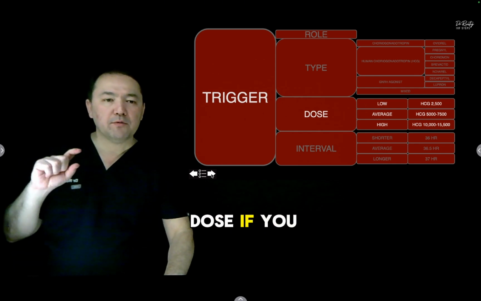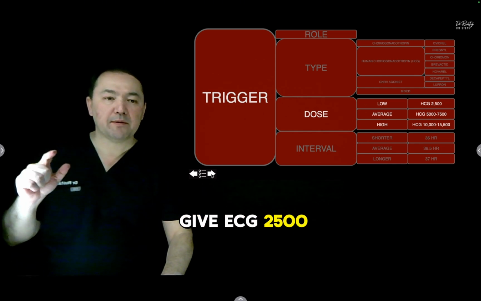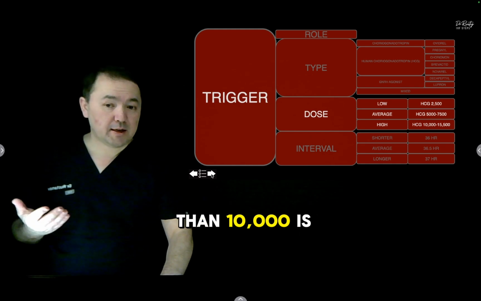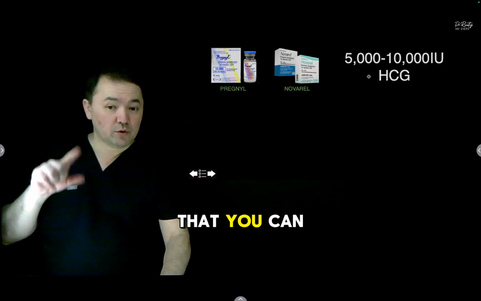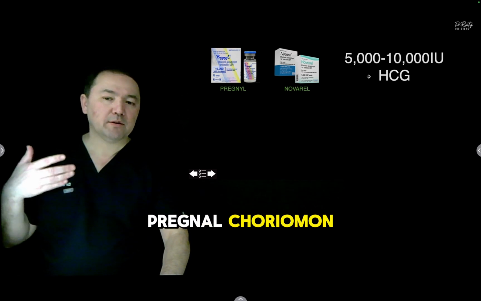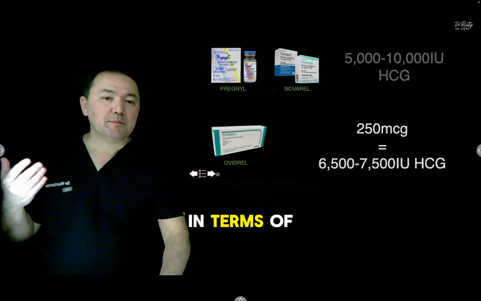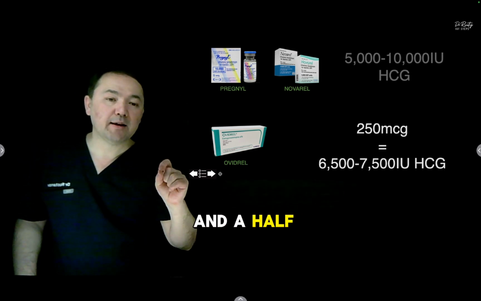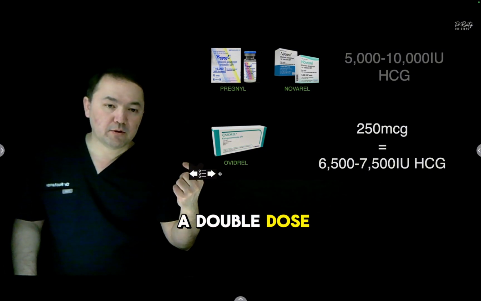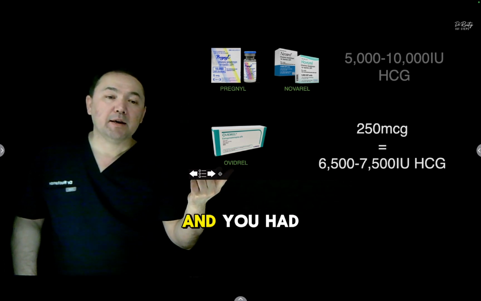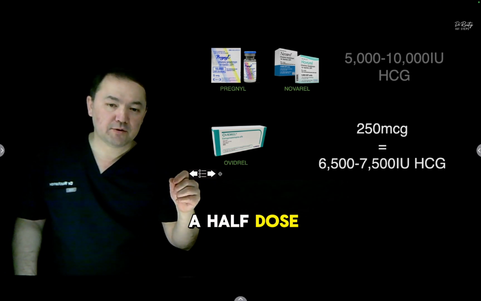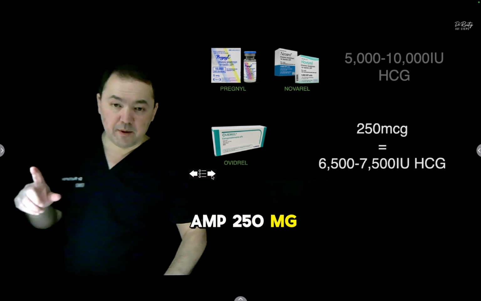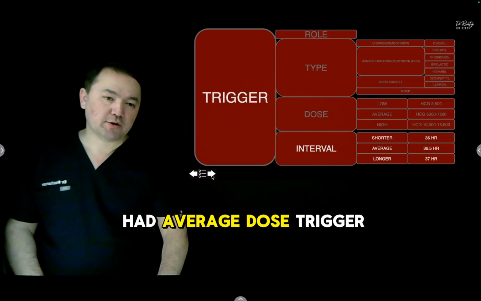In terms of dose, if you give HCG 2,500, that's a low dose; 5,000 to 7,500 is an average dose; anything more than 10,000 is a high dose. Those units you can use for Pregnyl, Choriomon, all these biological triggers. In terms of Ovidrel, 250 micrograms, or 1 ampule of Ovidrel, is equal to 7,500 units of HCG. A double dose of Ovidrel means a high dose trigger, a half dose means a low dose trigger, and one simple ampule of 250 micrograms means an average dose trigger.